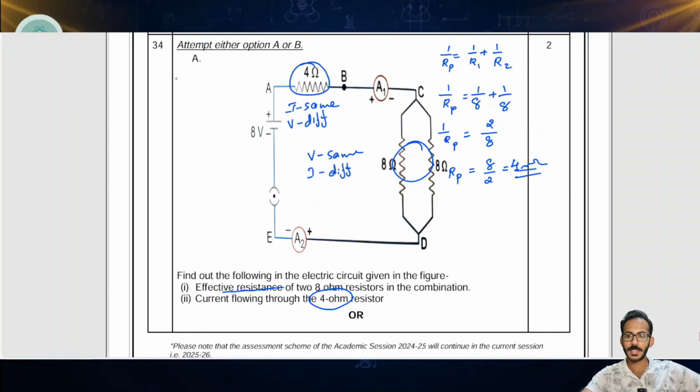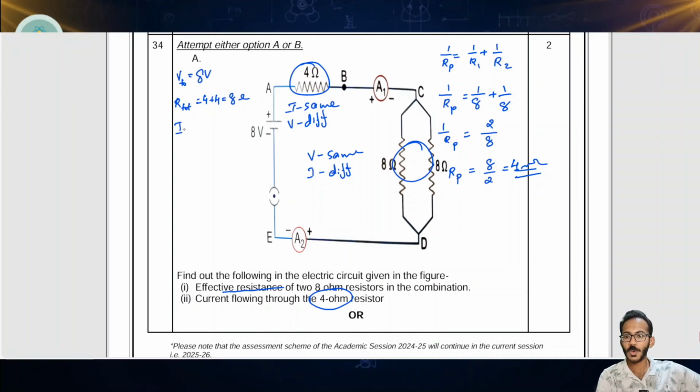So first of all, let's see what is the potential difference here. V total is given as 8 volt. Since we are taking all the total values, we should take the total value of resistance also. So R total is equal to, already we got the resistance here is 4 ohm, here also it's 4 ohm, both are connected in series. So our total resistance will be 4 plus 4, that is equal to 8 ohm. Okay, we have that also.